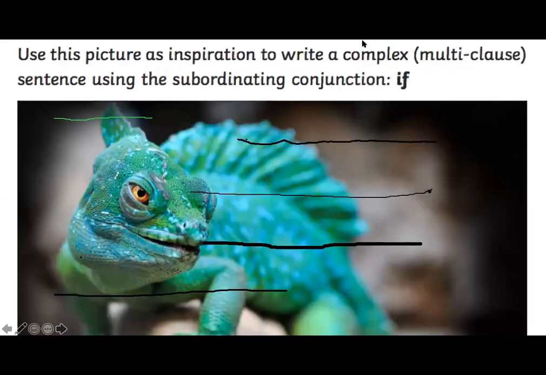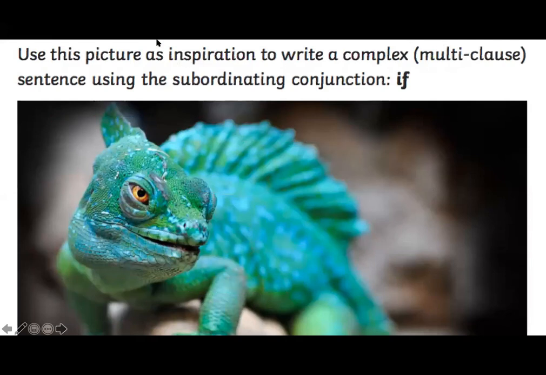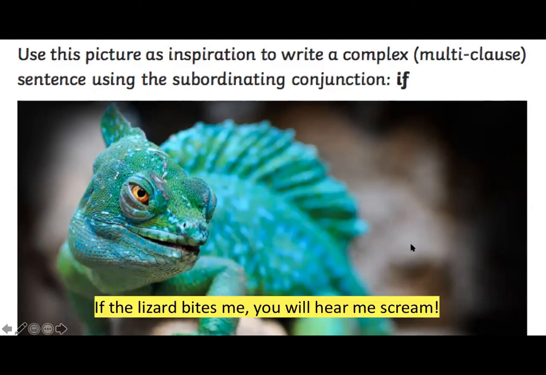Okay, guys, this is the last thing I want to do today. Have a look at this little picture. Use this picture as inspiration to write a complex sentence using the subordinating conjunction if. I'll go first. If the lizard bites me, you will hear me scream. I want you guys to help me come up with a sentence. So think about it. Click the raise your hand button when you've come up with a sentence.